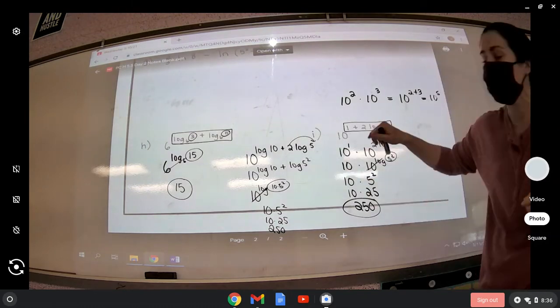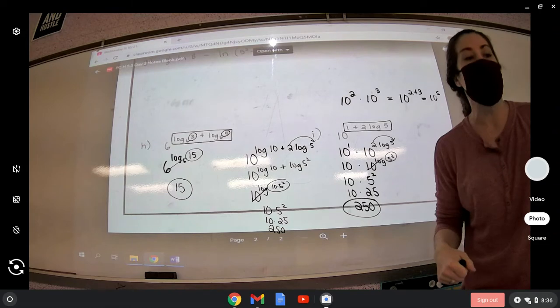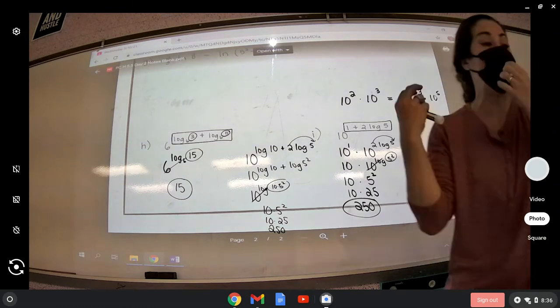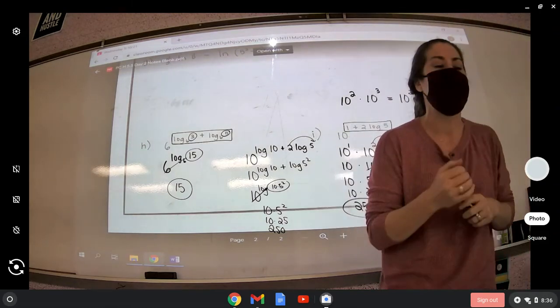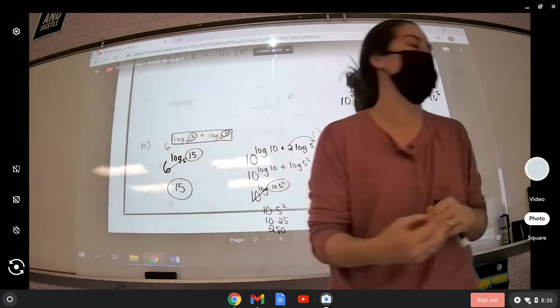All right, so those were the final two problems off of yesterday's notes. Now I'm going to go to today's notes, which is the last property of logs, and it's the change of base formula.